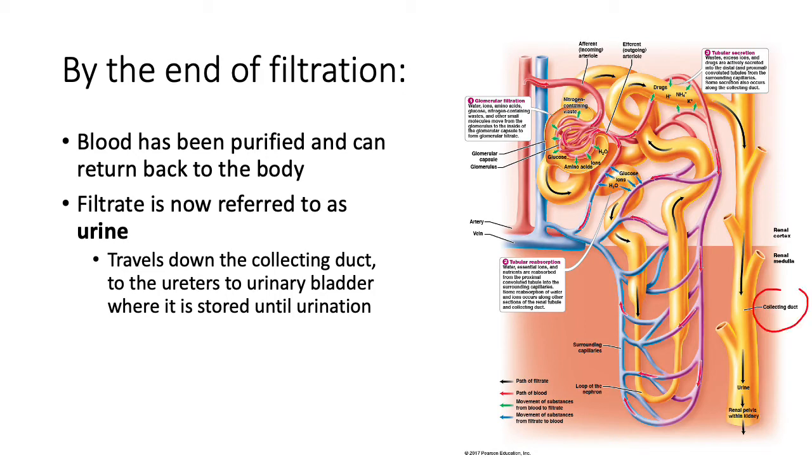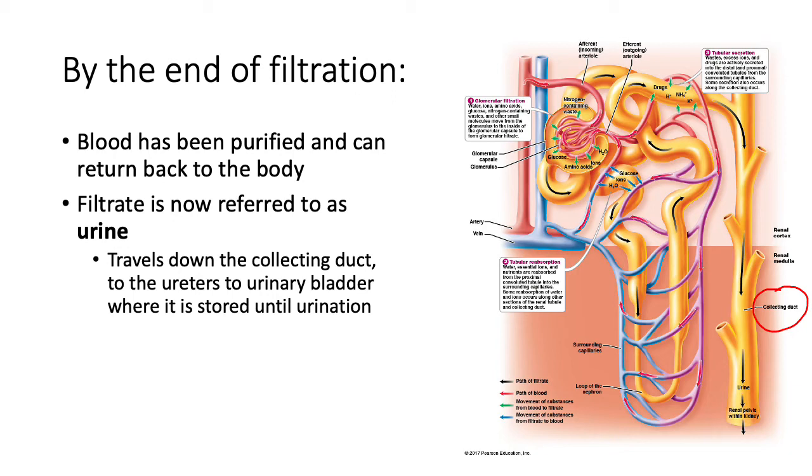And urine is going to travel down the collecting duct as shown by the black arrows. From there, it'll move to the ureters and then to the urinary bladder, where it will be stored until the urination process. So the biggest function that the nephron does for us is to filter out waste from our bloodstream so that we can get rid of those dangerous particles and ensure that our blood stays nice and clean and has all of the materials that it needs and nothing that it doesn't need.